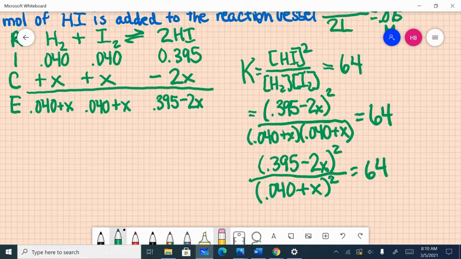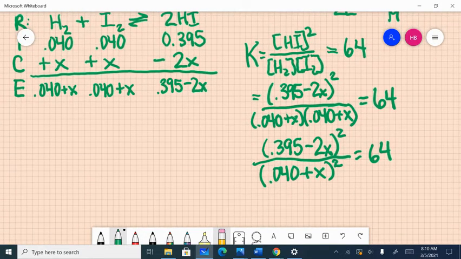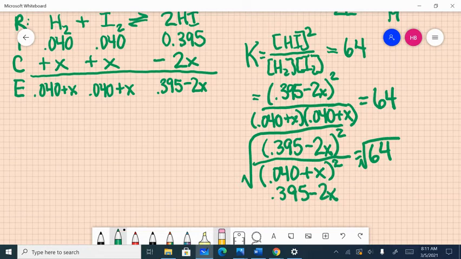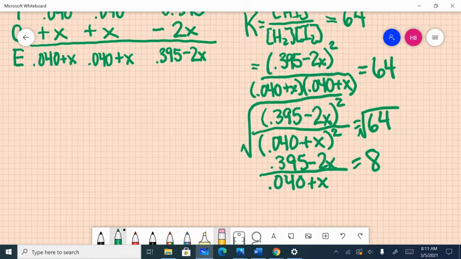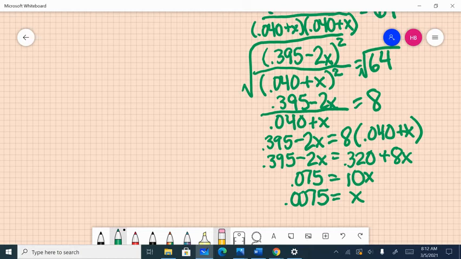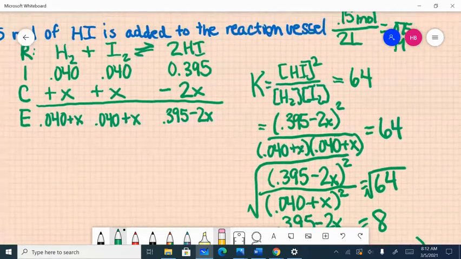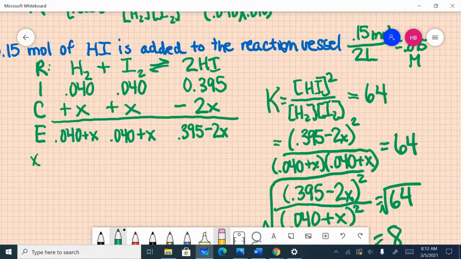Now, to make this an easier math problem, I can take the square root of each side. So 0.395 minus 2x over 0.040 plus x equals 8. So now this is not as complicated. So I'm just going to algebra this out. Now I have a value of x as 0.0075. Let's go back up and plug that in. So x equals 0.0075.